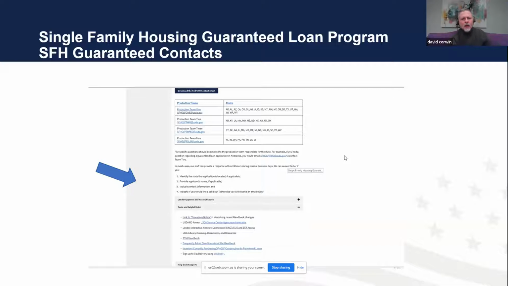And for contacting the group of people who are looking over these loans, it's our production teams. They're broken up into four different divisions and broken out by state. So if you have a loan submitted, you just look at whatever state you're in, and you have the contact information for that team. Anything you need to contact or communicate about that loan you've submitted, you can talk directly to that team.